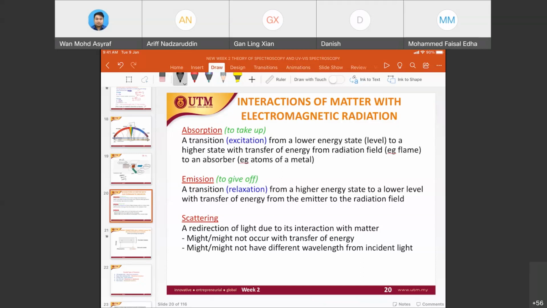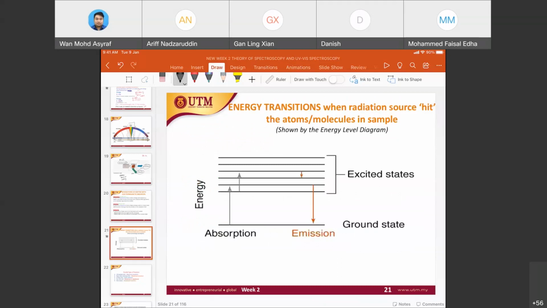Okay, absorption. Absorption tu berlaku apabila, so sample you, kejap, suara saya masih lag ke? Alright, sometimes. Dah okay eh?